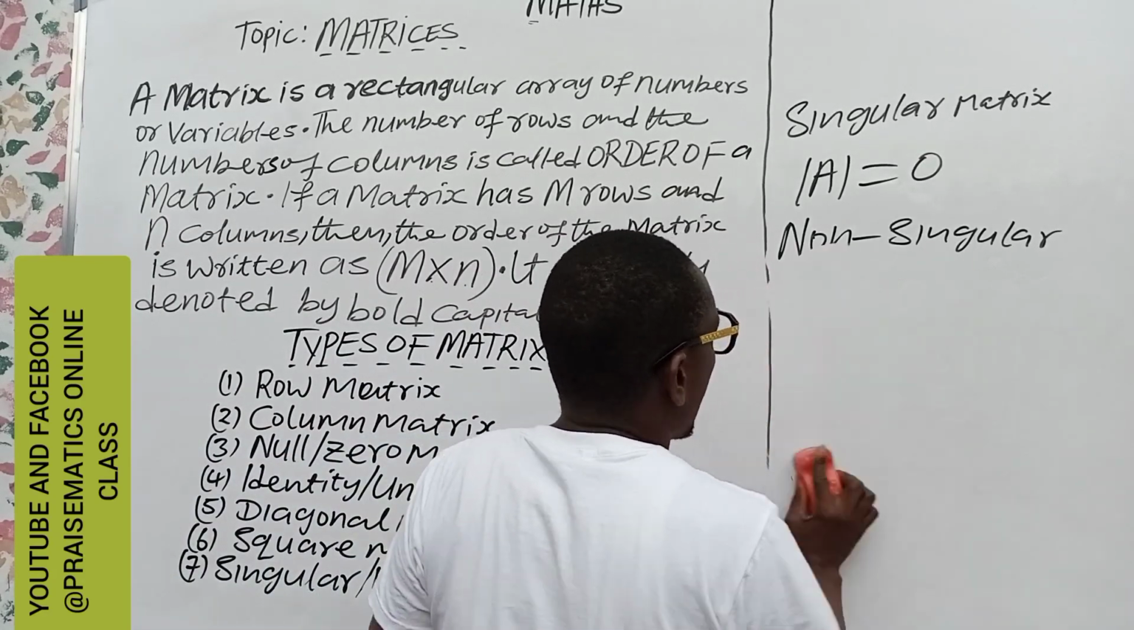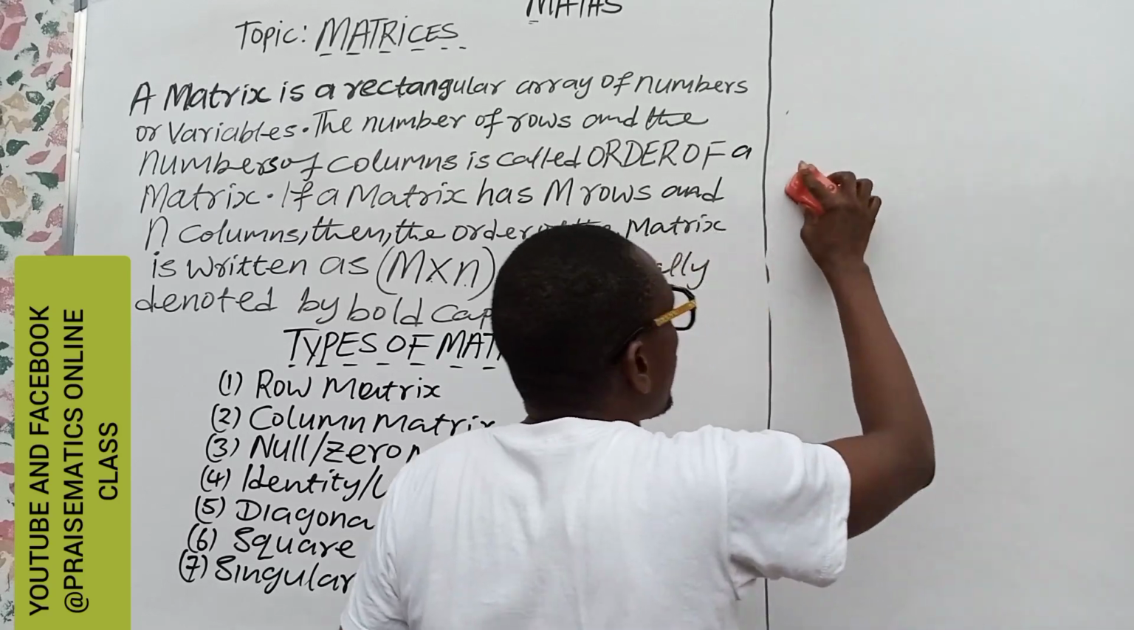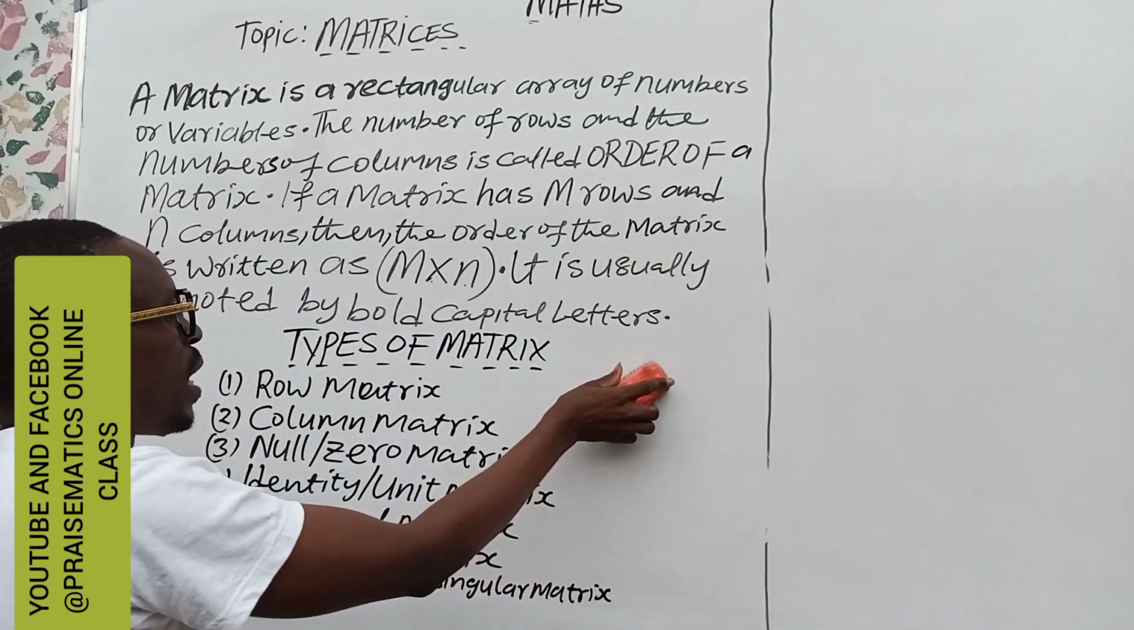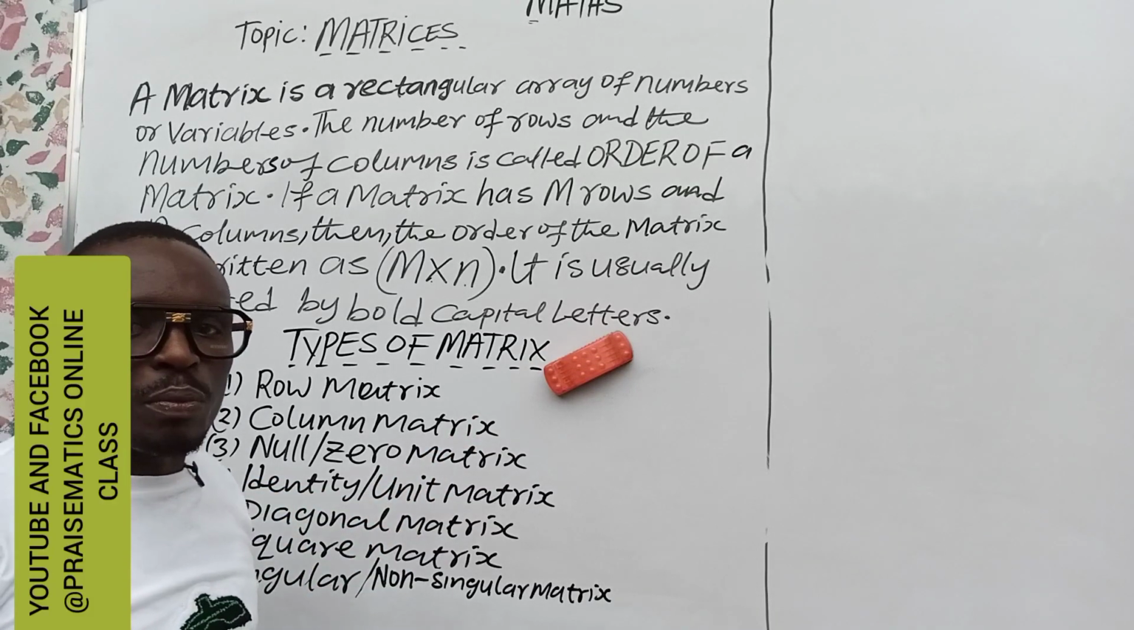Okay, you should go on and verify and search for more types of matrices and know their meaning, application, and examples. But at least these 7 or 8 of them are okay for you.